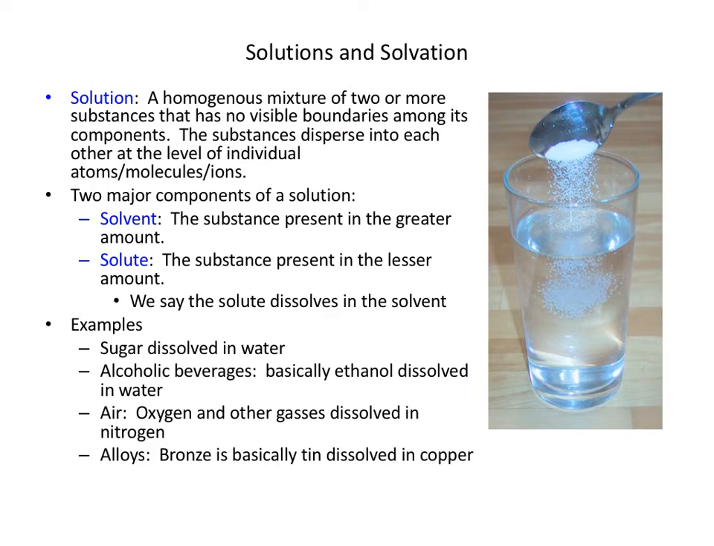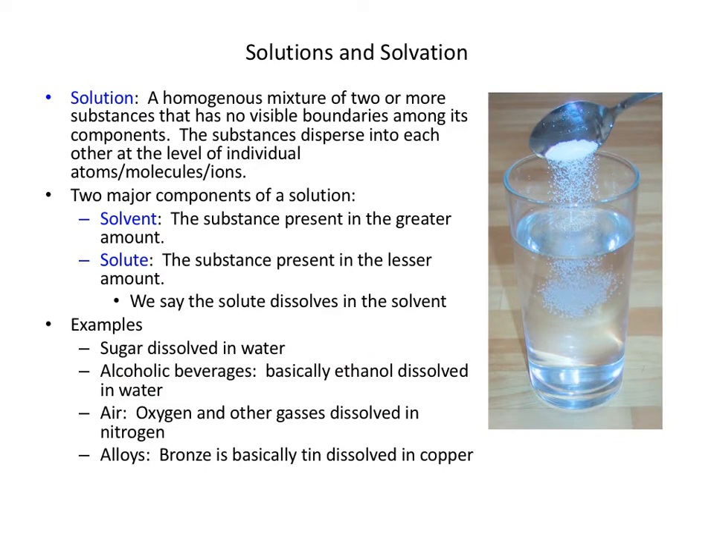Any homogeneous mixture can be thought of as a solution, and so there are lots of different examples. So sugar dissolved in water: sugar is the solute, water is the solvent. Alcoholic beverages are solutions where both major components are liquids. Alcoholic beverages are mostly water, but they have some ethanol in them, and so in this case the ethanol is the solute and water is the solvent.